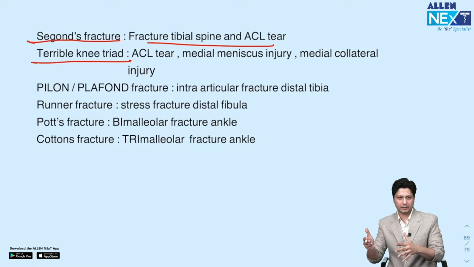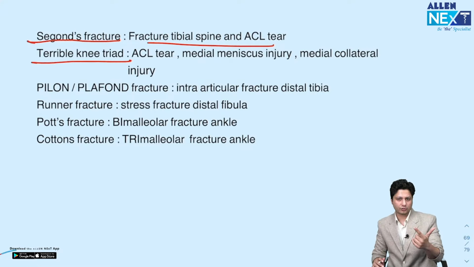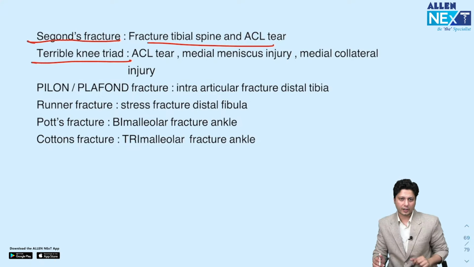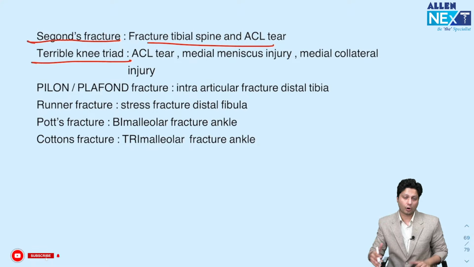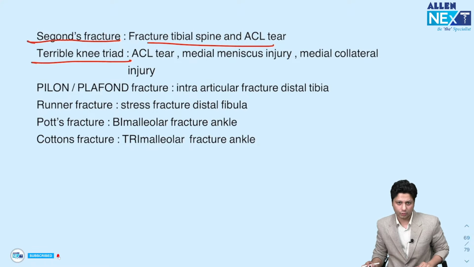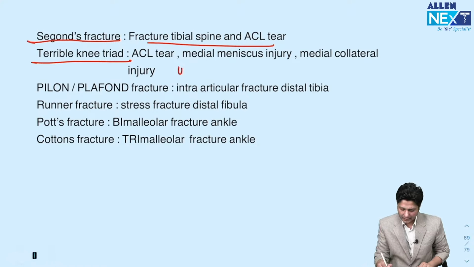Terrible knee triad, where there are ACL, they have asked this question, terrible knee triad also recently. ACL injury, there is medial meniscal injury and medial collateral ligament injury. All of them are injured in a single knee. Then it is considered to be the terrible knee triad or unhappy knee triad of O'Donoghue.